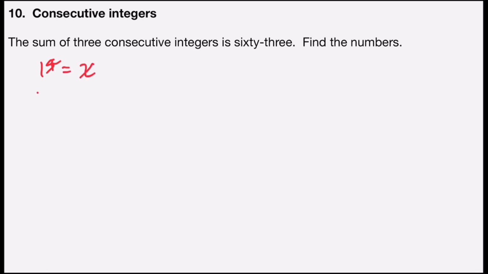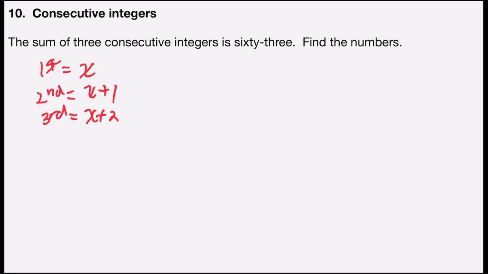Now I need to write an expression for the second number and the third number. So the second number will be 1 away from that, which means I'm going to add 1. So that will be x plus 1. The third number will be 1 away from the second number, or x plus 1 plus another 1, and 1 plus 1 is 2. So that would be x plus 2.